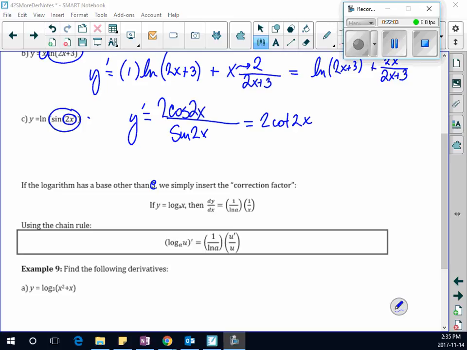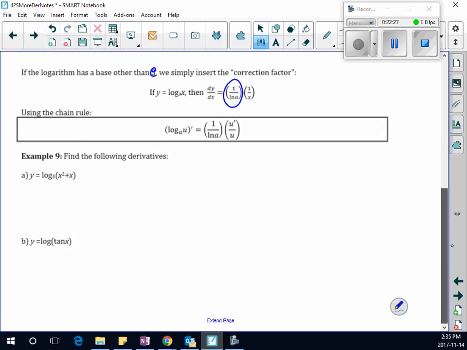Okay, so please fix this. If the logarithm has a base other than e, not 3, I don't know why that's there, we simply insert the correction factor, just like we did for the extra ln e or ln a. This time the correction factor would be this extra 1 over ln of whatever the base is. So, anyways, moving on. So, what would the derivative be?